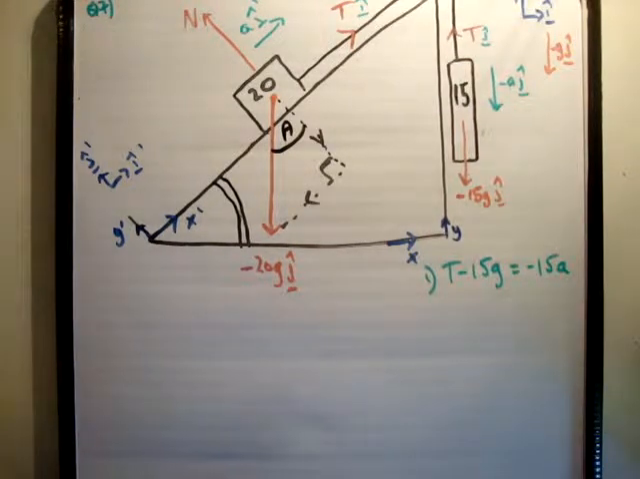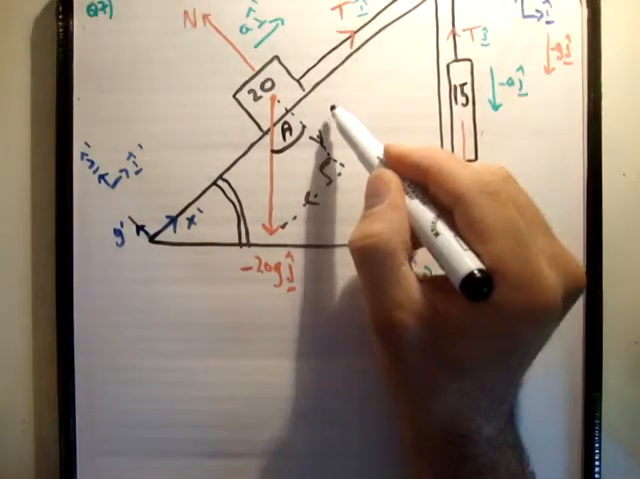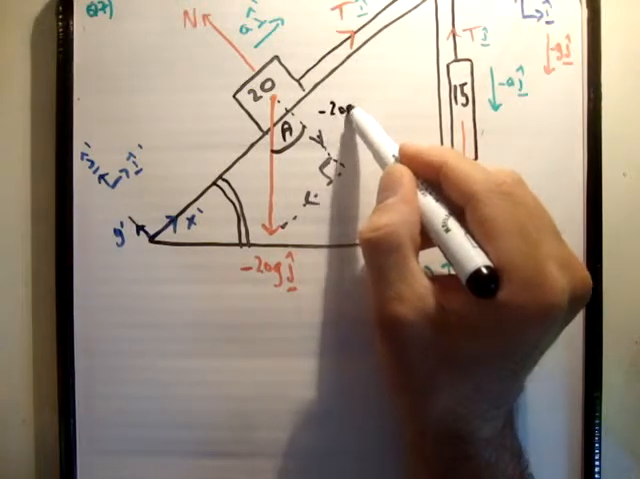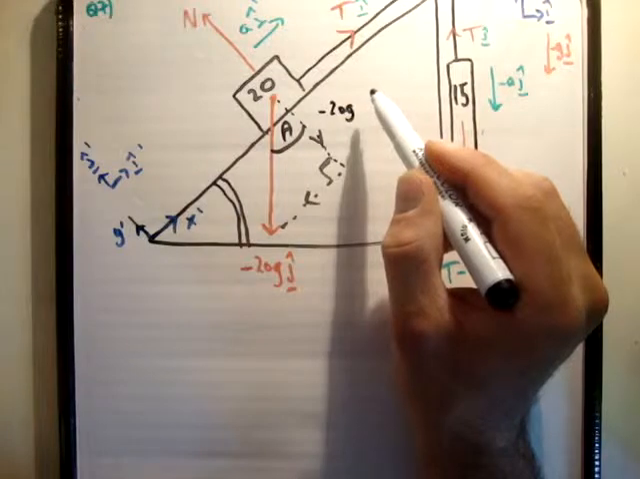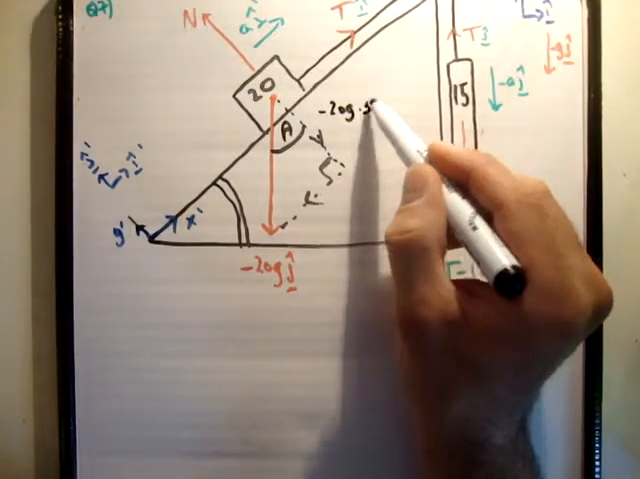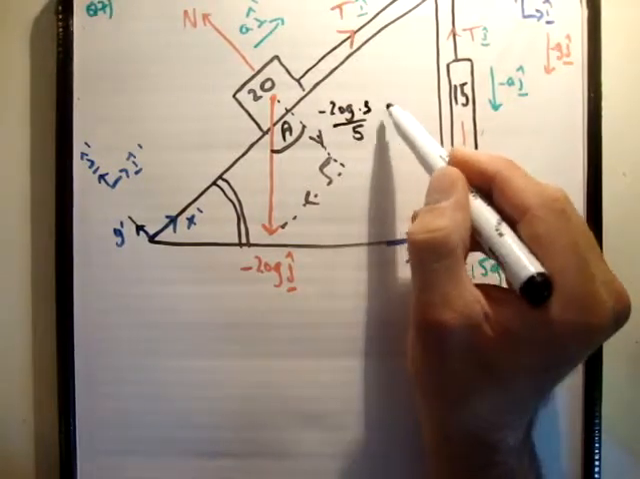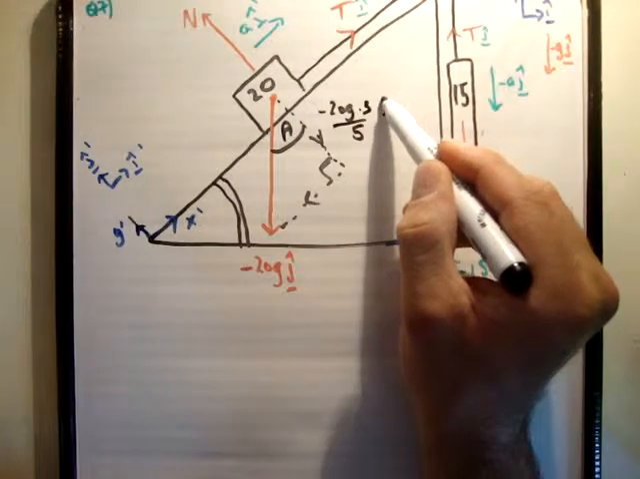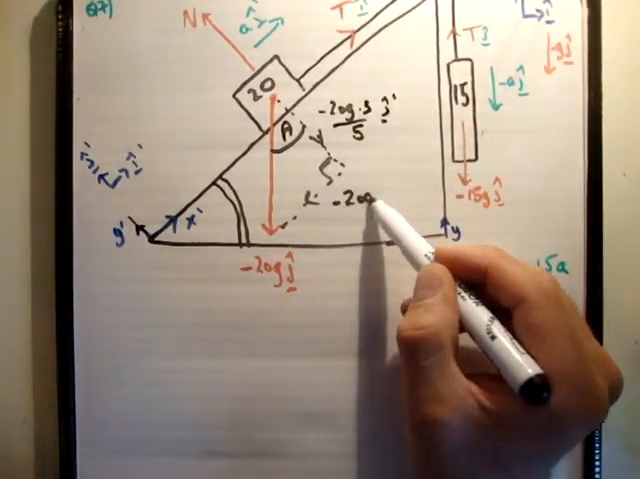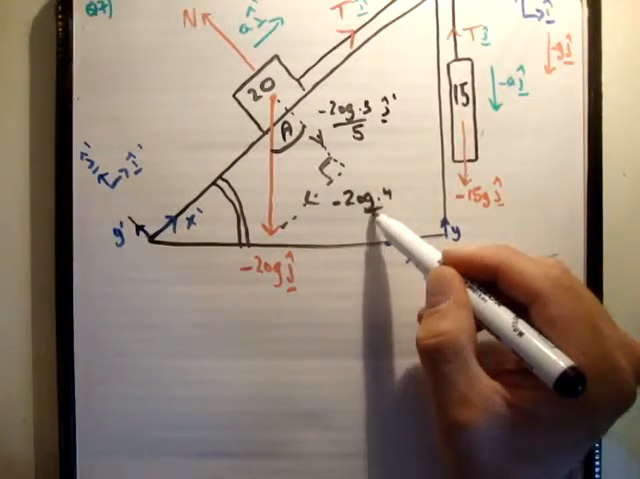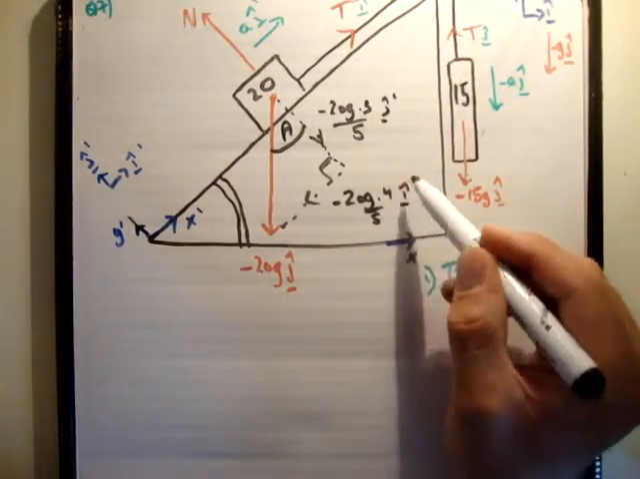Look, I'll let you do it yourself, but you'll find of course that the sine is 4/5 and the cosine is 3/5. So this is going to turn out to be negative 20g times the cosine, and we said the cosine was 3/5. That's going to be in a j hat prime direction, and this is going to be negative 20g times 4/5 in an i hat prime direction.